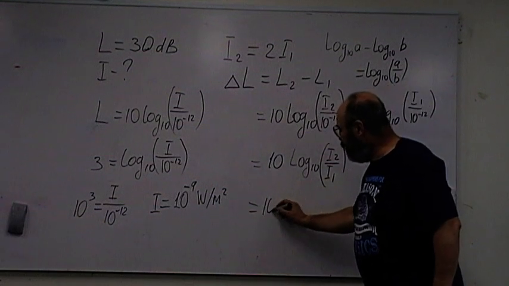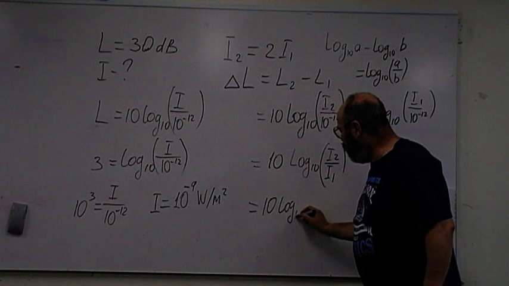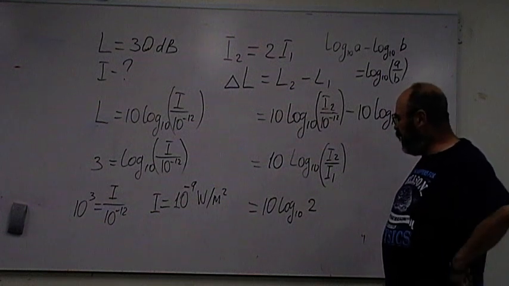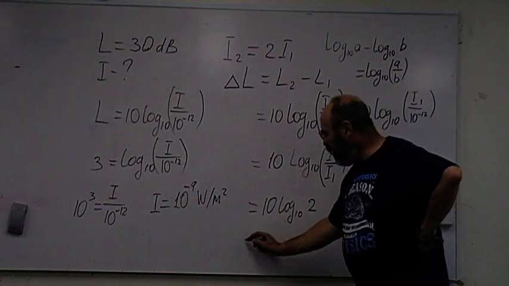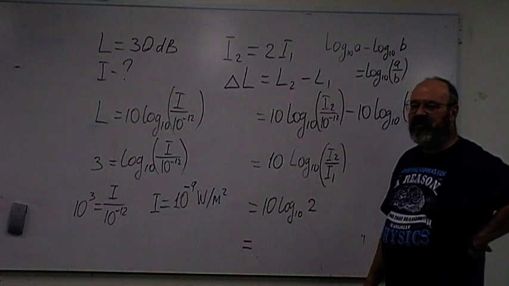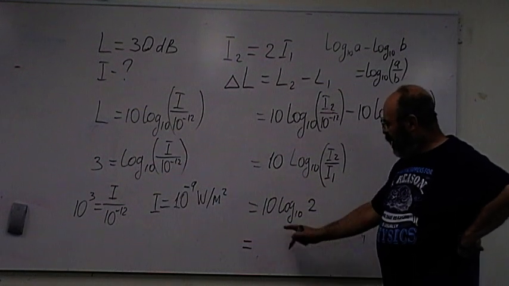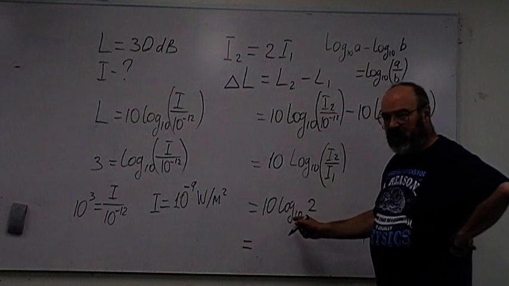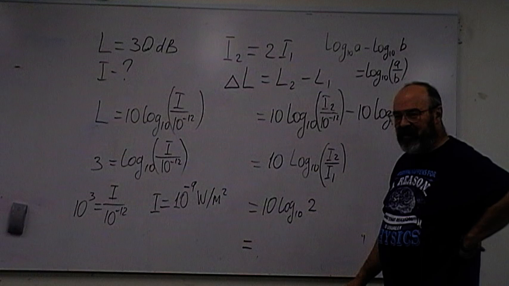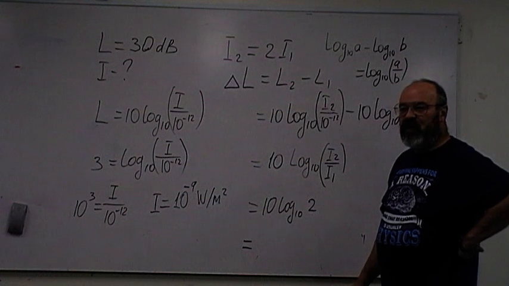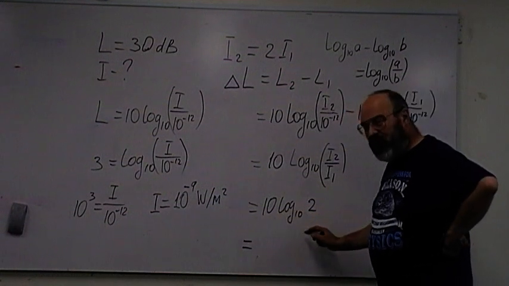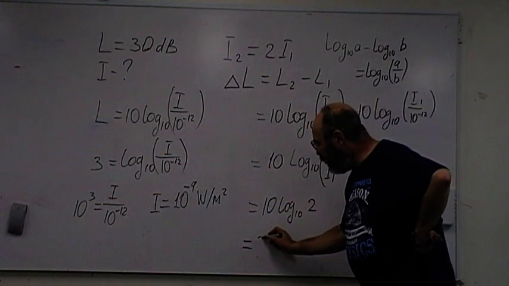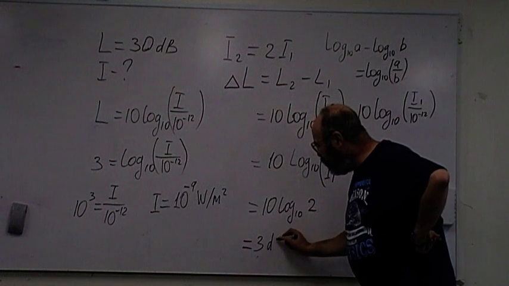So equal 10 log 10 of 2. Use your calculator, please tell me what is that log 2 with the base 10. 3.01. Or just log 2 with the base 10. Andrew, what you calculated was the whole thing times 10. Yes, 3.01. So approximately it is 3 decibels.